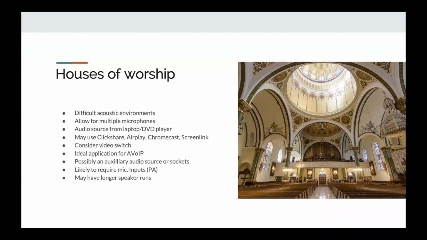And this is an ideal application for our AV over IP products because churches and houses of worship are, generally speaking, very, very large areas with long cable runs. And video is very intolerant to cable runs over about 60 meters, whereas by using AV over IP, you can extend up to kilometers using fiber as necessary.